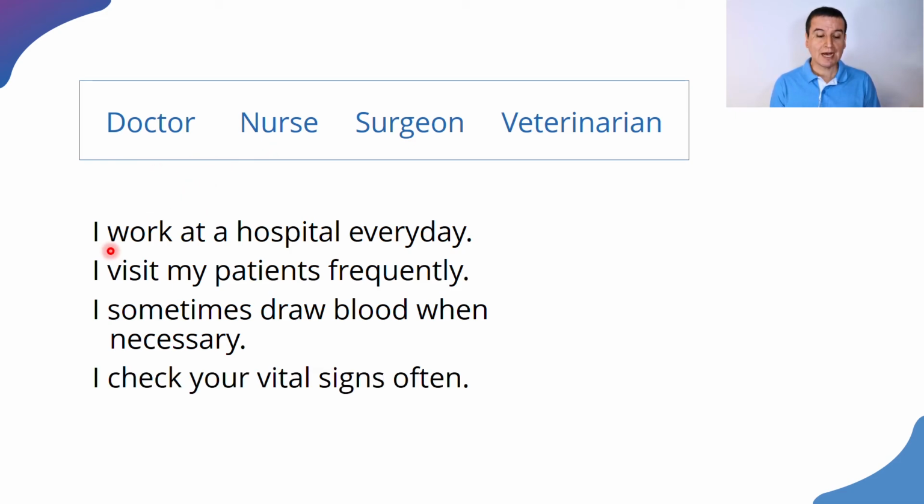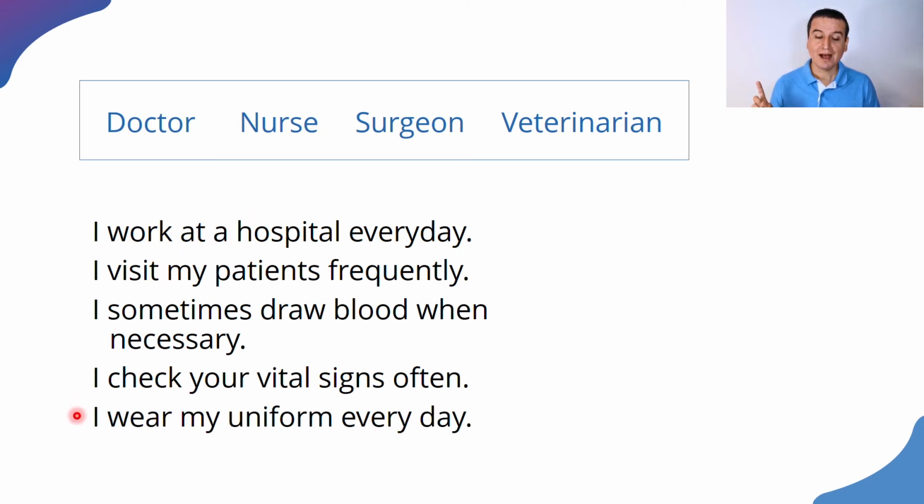I check your vital signs often. Who does that? The doctor, the nurse, the surgeon. Probably I would go for the nurse. The surgeon probably has to do that. I guess the nurse or the surgeon might do that. Let's see the last one. Listen. I wear my uniform every day. Who wears a uniform all the time? Especially a uniform. That would be the nurse.